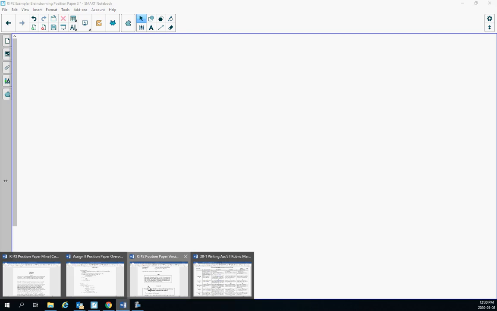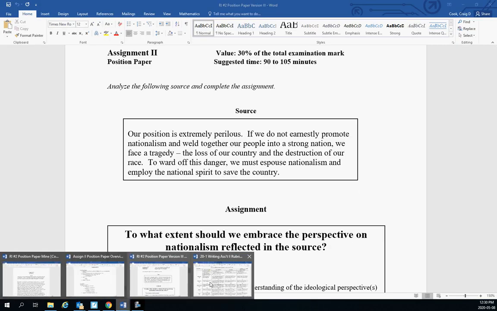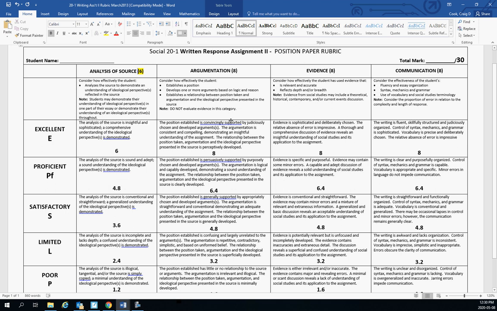All right. So there's your source. There's the rubric. So you can see the argumentation is out of 8, evidence is out of 8, communication out of 8 for a total of 30. So on the position paper, communication is actually worth a lot, and that is spelling, grammar, your writing, your syntax, and so on.